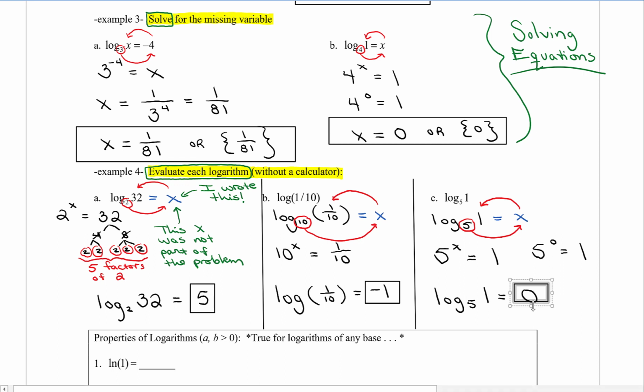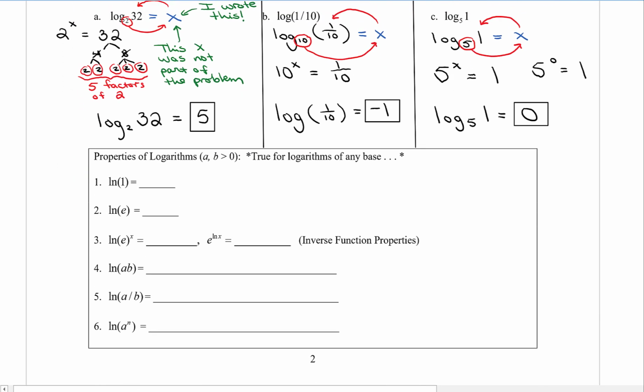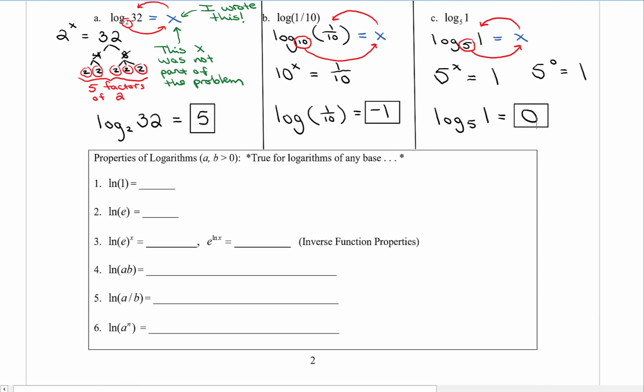Properties of logarithms. Inside parentheses, we have a comma b are strictly greater than 0. And then we have, this is true for all logarithms of any base, written right next to that. Number 1, the natural log of 1 equals 0. So this means the same thing as log base e of 1 equals 0. And of course, the only way e raised to any power is going to be equal to 1 is if you raise it to the 0 power.